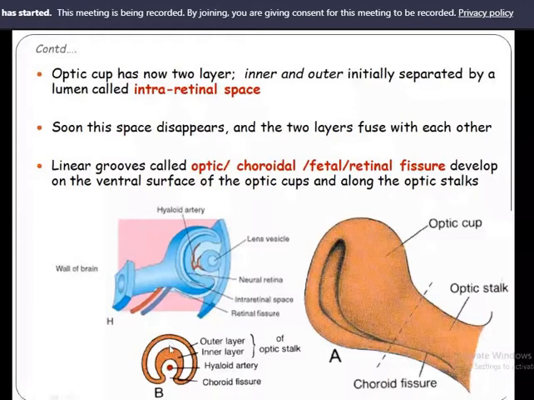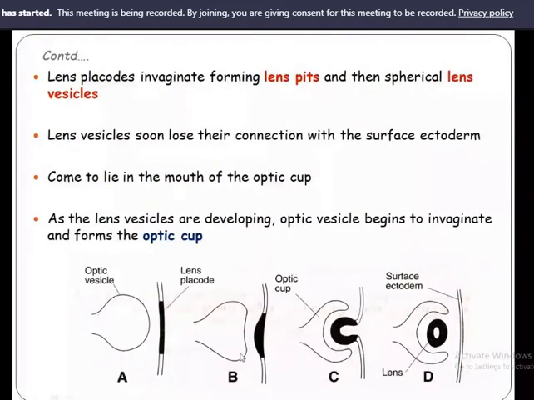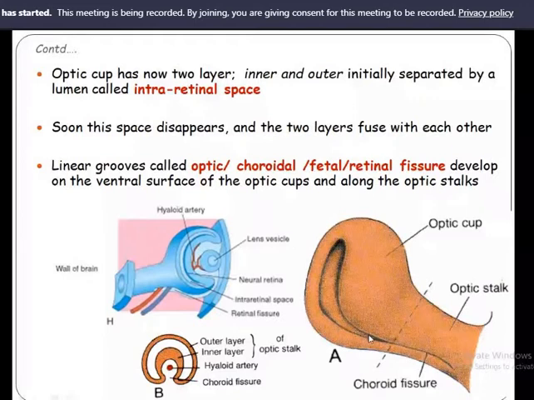Now during the invagination of the optic vesicle, what will happen over there? A linear groove. Can you see the linear groove over here? This linear groove is also known as the optic fissure, choroidal fissure, fetal fissure, or retinal fissure. So this is the name for a single fissure. They will develop on the ventral surface of the optic cup, and they will also pass along the optic stalk. This one is known as the same choroid fissure or retinal fissure or optic fissure.